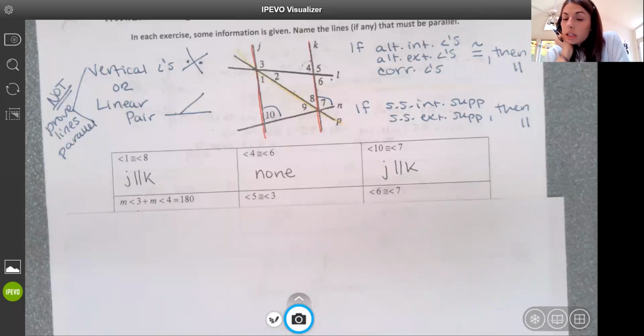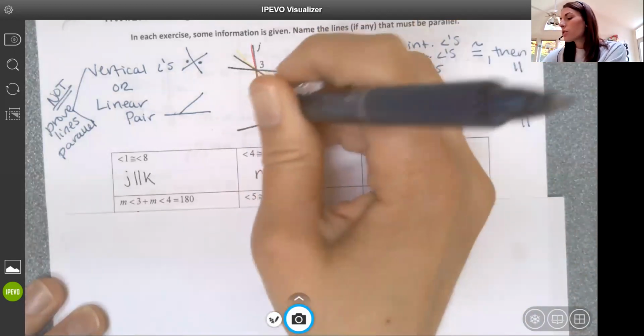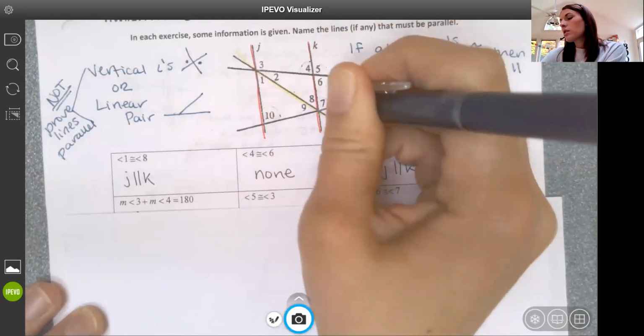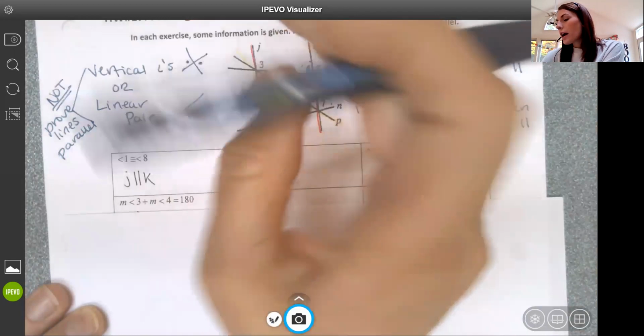Two angles that add up to 90, I call complementary angles. Two angles that add up to 180, I call supplementary angles. So this is telling you that 3 and 4 are supplementary. It's just not using the word supplementary. It's showing you through an equation that 3 and 4 add up to 180.